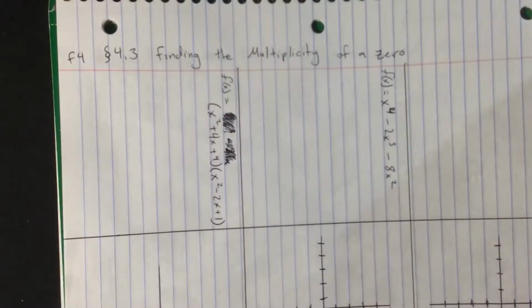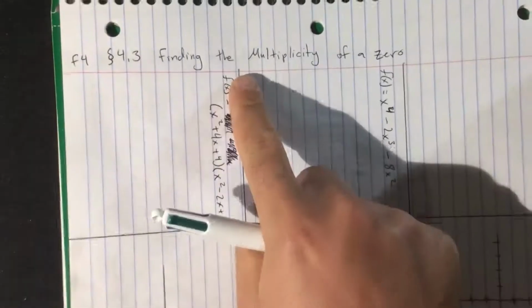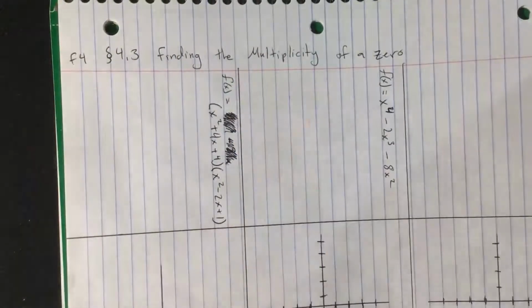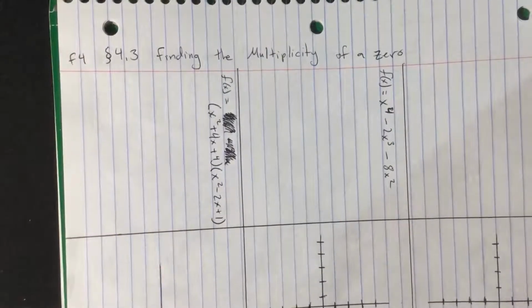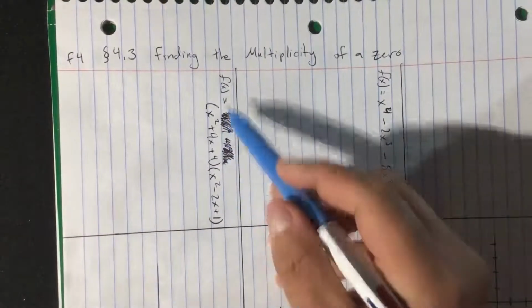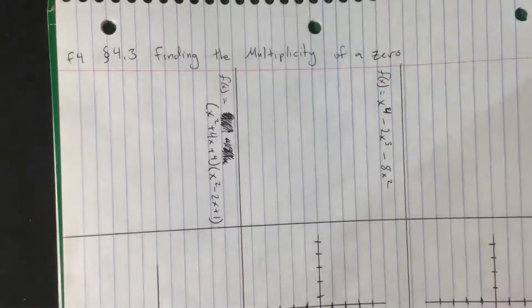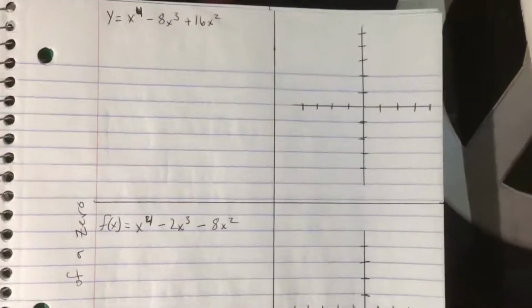This is foldable number 4, section 4.3, finding the multiplicities of a zero. I had to change this one a little bit because I didn't like the way the last one had. If I would have just multiplied this through, it would have been a crazy polynomial that I haven't showed you guys how to solve yet. So I did it that way just to make it easier for everybody, including myself. Let me adjust this real quick and then zoom in.